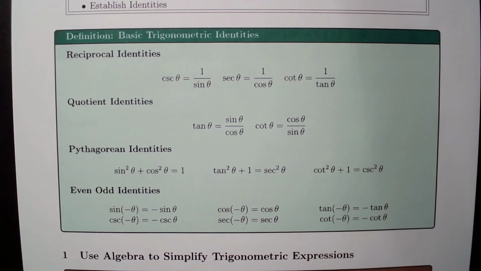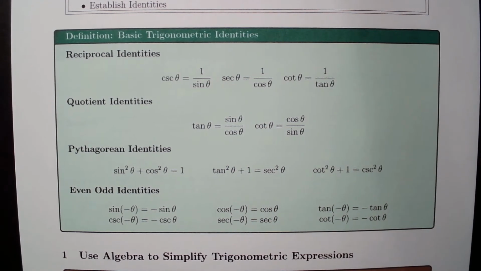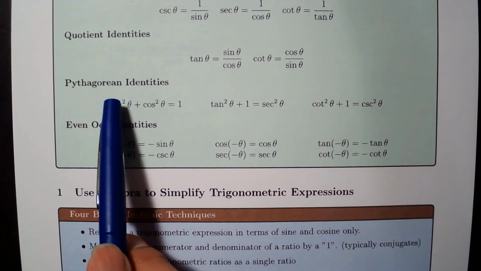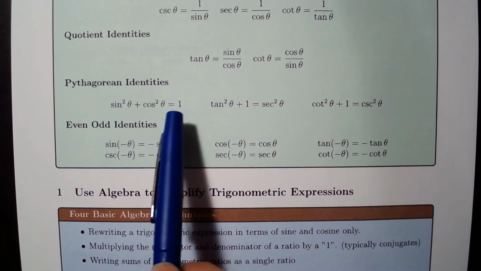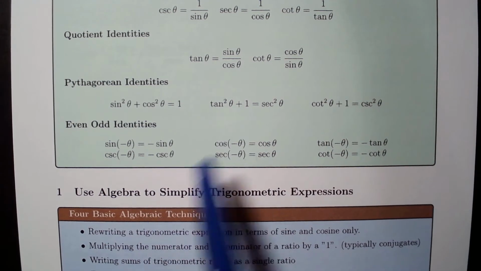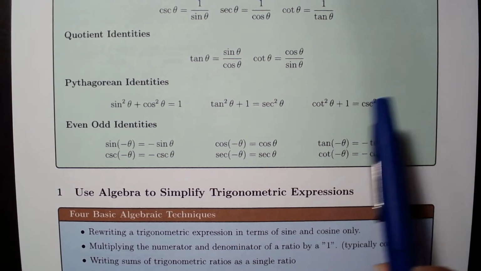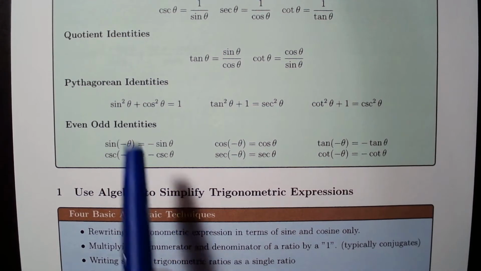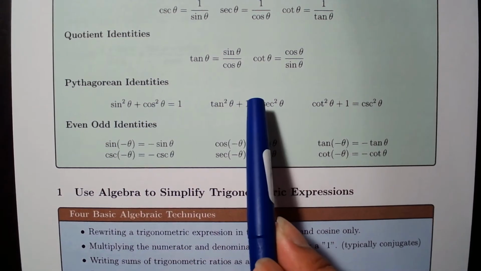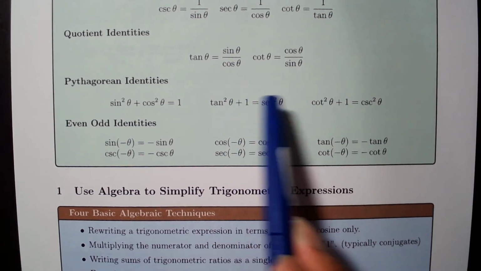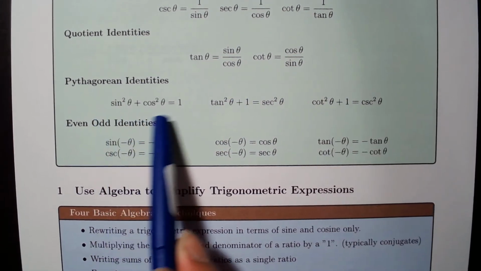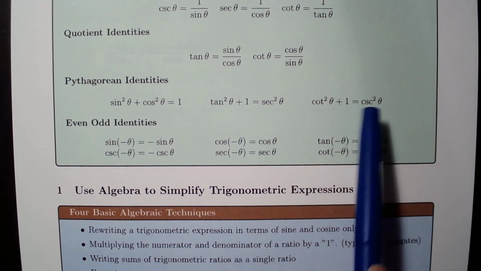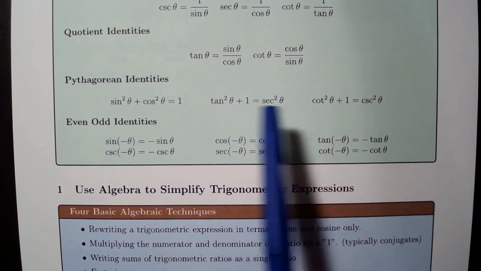All right. And then we have what we call the Pythagorean identities, and those are the following three: sine squared plus cosine squared equals 1, tangent squared plus 1 equals secant squared, cotangent squared plus 1 equals cosecant squared. Actually, these two come from manipulating this one right here. At the end of the video, I'm going to show you how to deduce these two.